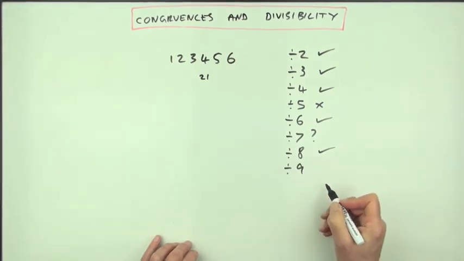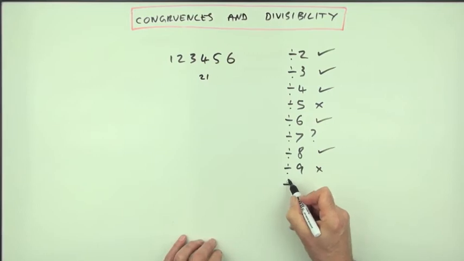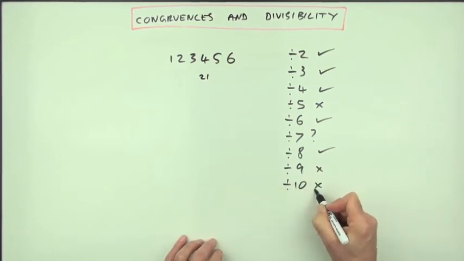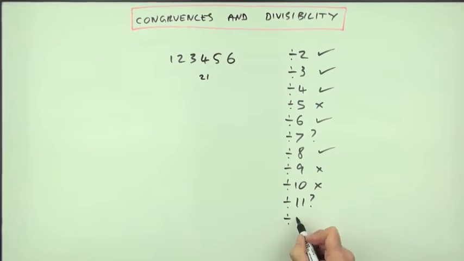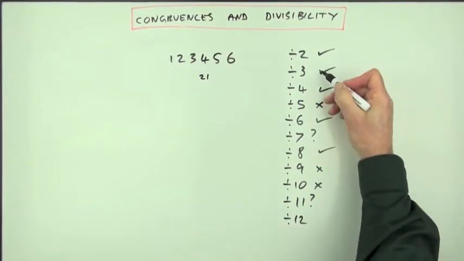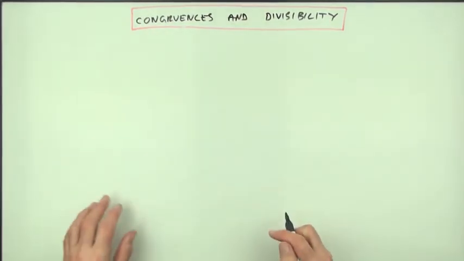What about divide by 9? Is the digit sum a multiple of 9? No, it's not. What about divide by 10? Doesn't end in a 0. What about divide by 11? Haven't established that yet. What about divide by 12? Well, does 3 and 4 apply? Yes, it does. Now the congruences part.